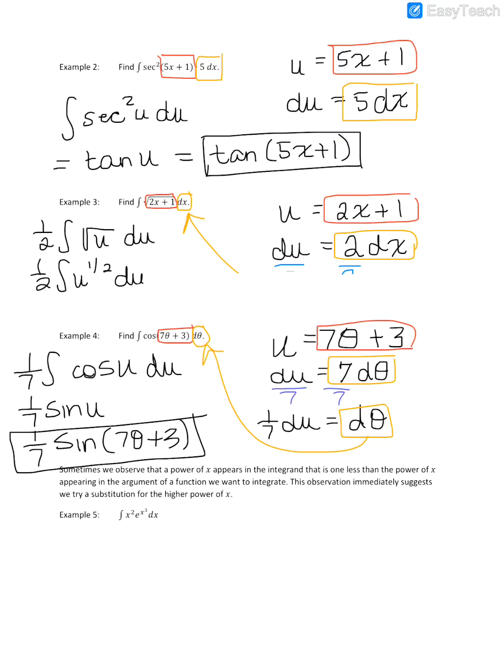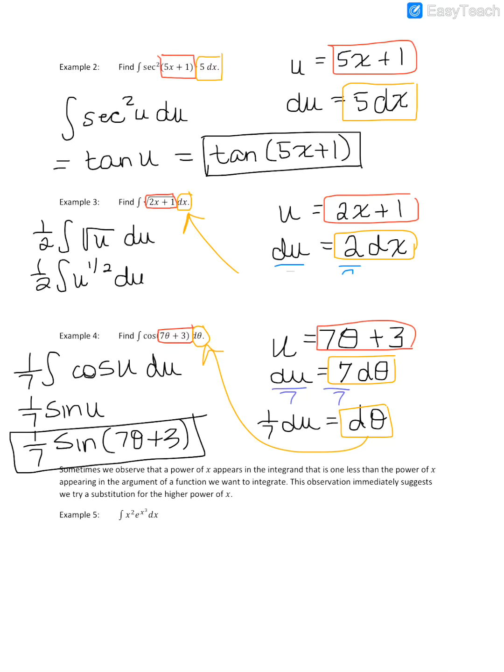It says, sometimes we observe that a power of x appears in the integrand that is 1 less than the power of x appearing in the argument of a function we want to integrate. This observation immediately suggests we try a substitution for the higher power of x. So this is just a general tip. Well, let's look at example 5. If you see an x cubed and an x squared, you should immediately be thinking u substitution, because when you do the derivative of the x cubed, you're going to get the x squared, right?